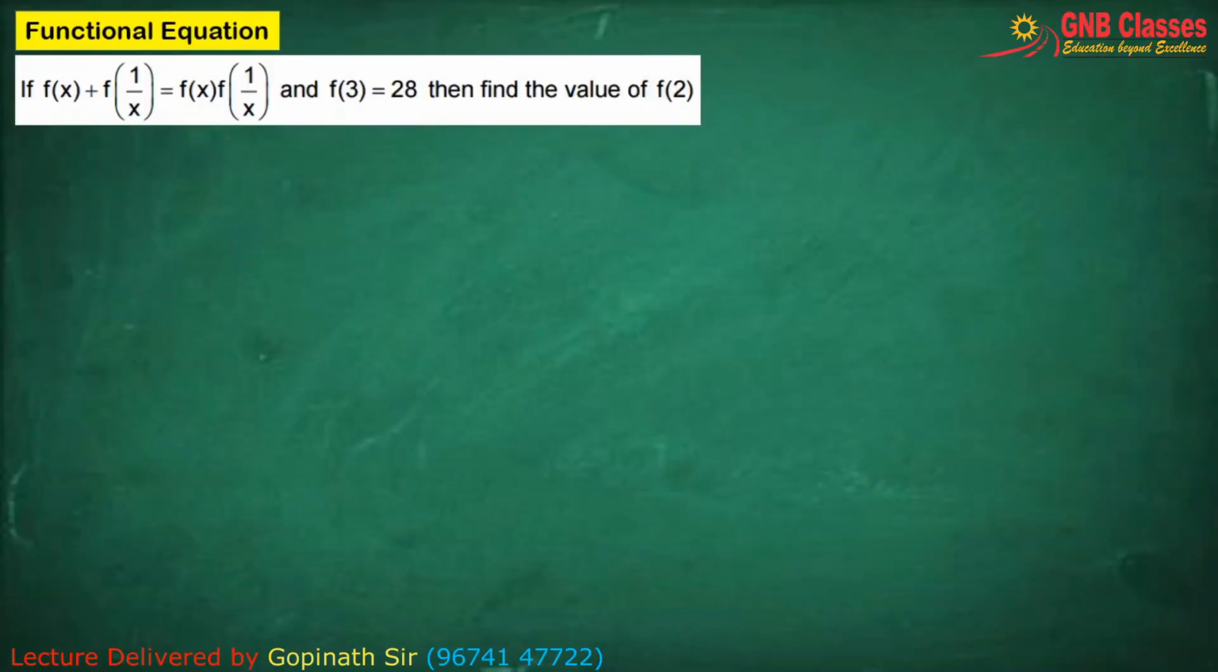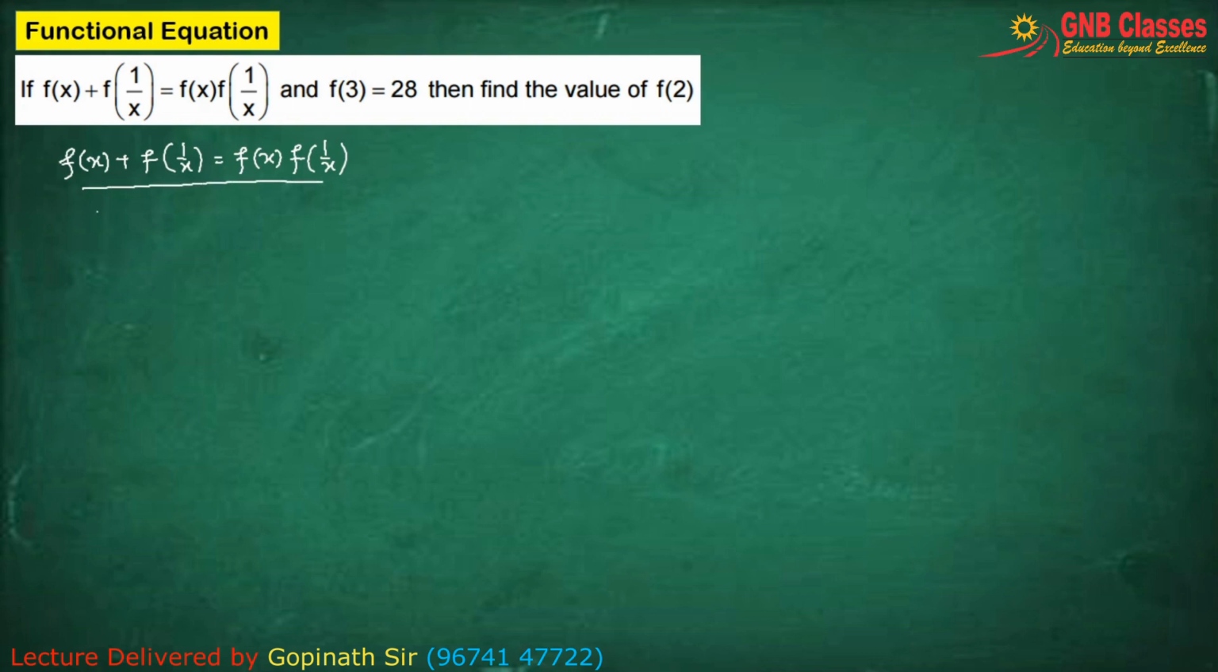In this question, fx plus f of 1 by x is equals to fx into f of 1 by x. Again, it's a direct question from functional equation. Those who have remembered the standard functional equation can solve this problem in less than 10 seconds. Because we know that when the functional equation is of this kind, then your function fx can be written as 1 plus minus x to the power n, right?